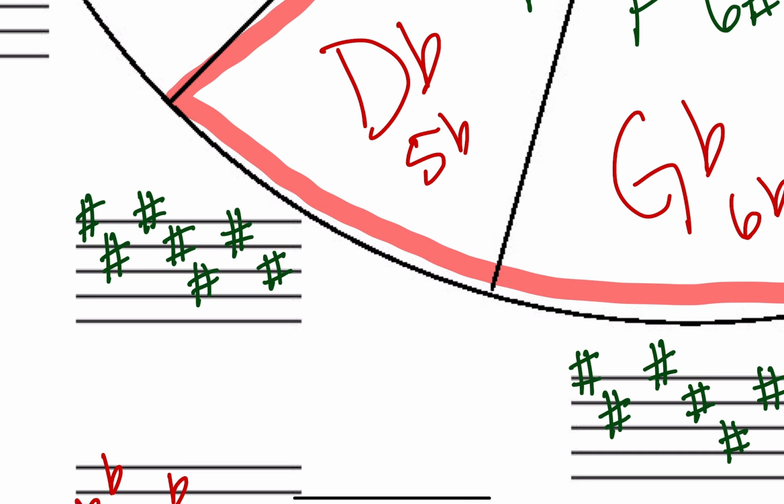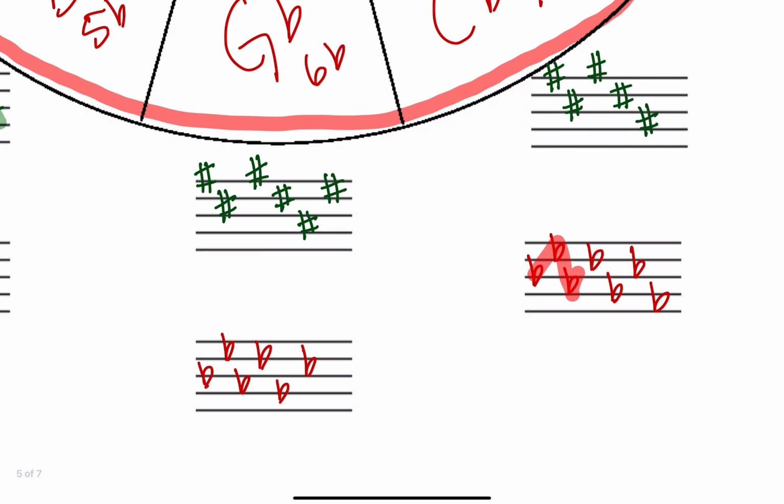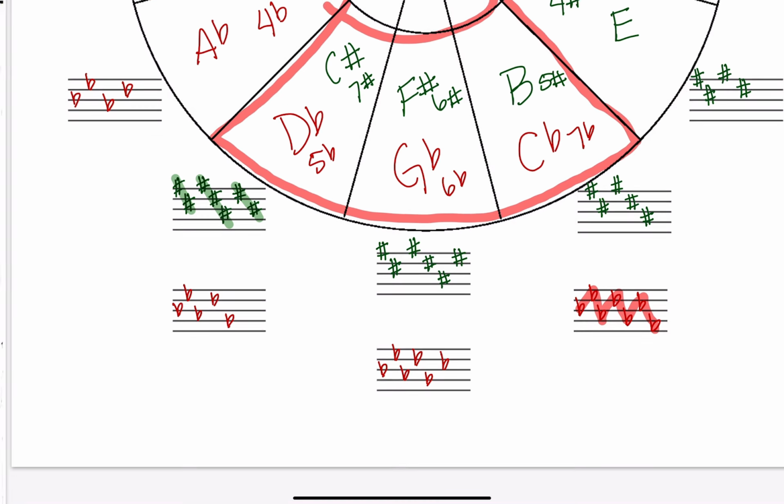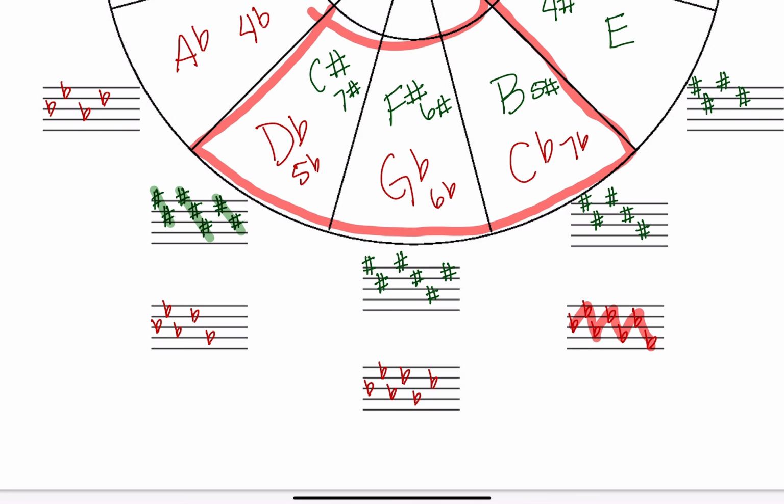When you look at all of the sharps together, you'll see that they kind of line up like this. And when we have all the flats together, it follows a zigzag pattern like this. Okay, that is true both in treble clef and in bass clef.